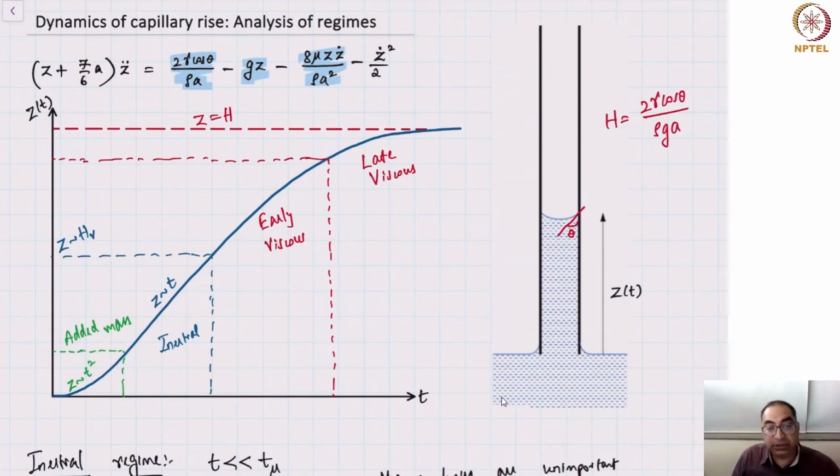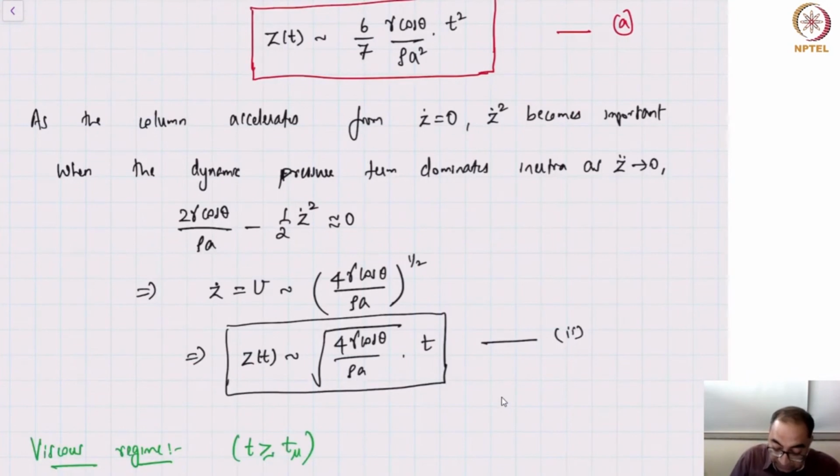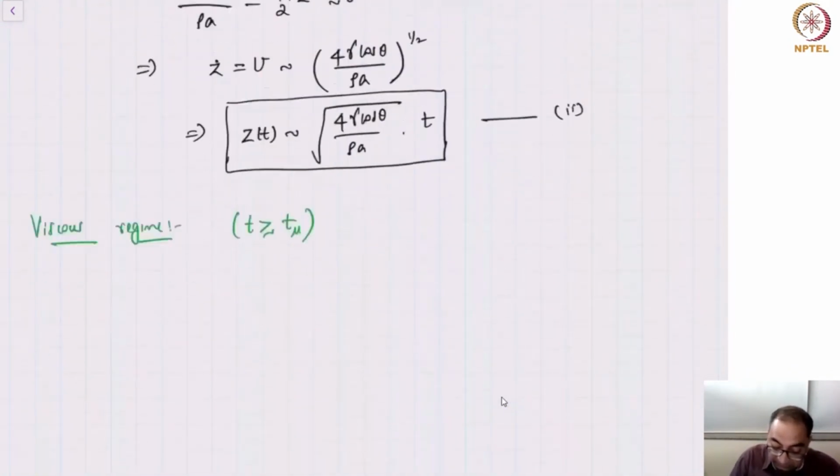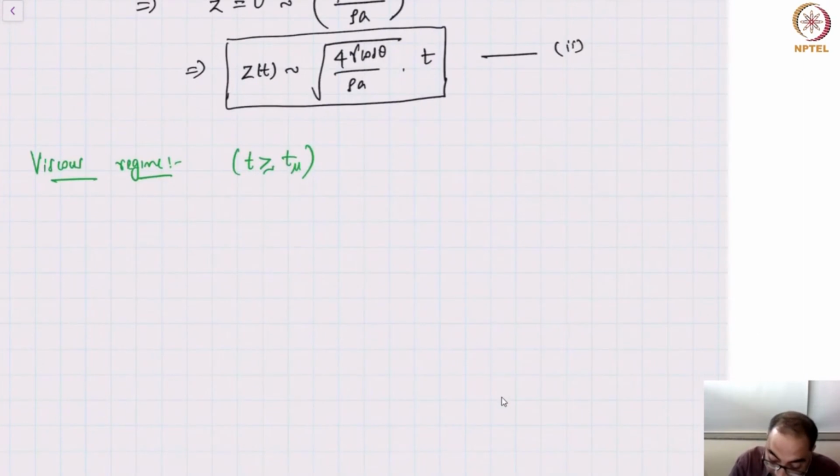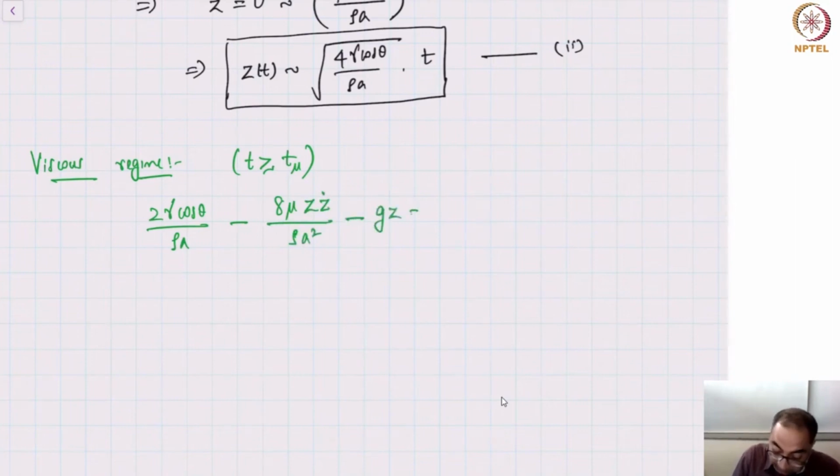Okay. So now let's look at these three terms and see how I write down the equation of motion for this case. Now in this case, we have the surface tension term, and then we have the viscous term, and finally the gravity term. They are all equally important.